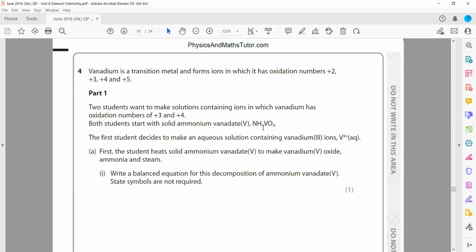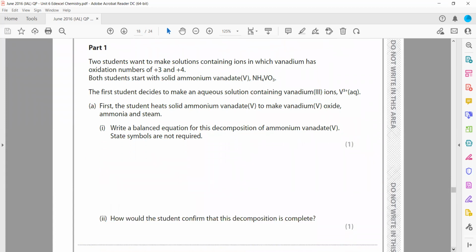In question 4, vanadium is a transition metal and forms ions which have oxidation states of +2, +3, +4, and +5. Two students want to make a solution containing an ion in which vanadium has an oxidation number of +3 and +4. Both students started with ammonium vanadate(V). The first student decided to make an aqueous solution containing vanadium(III). First, the student heats the solid ammonium vanadate(V) to make vanadium(V) oxide. Write a balanced equation for the decomposition of ammonium vanadate. State symbols are not required.